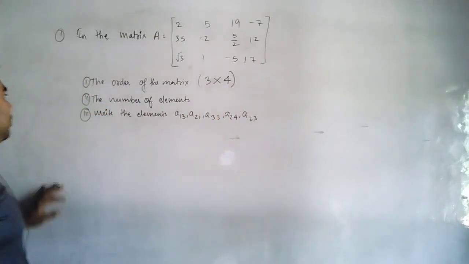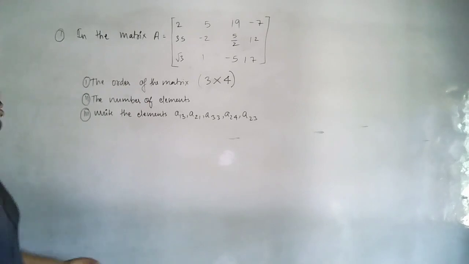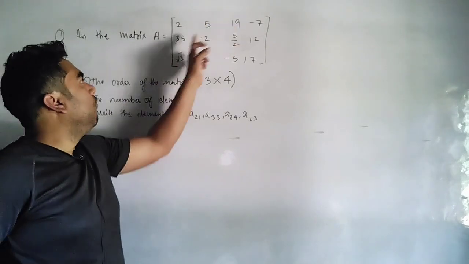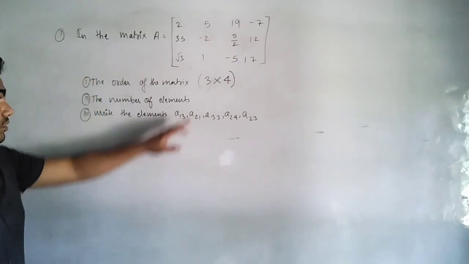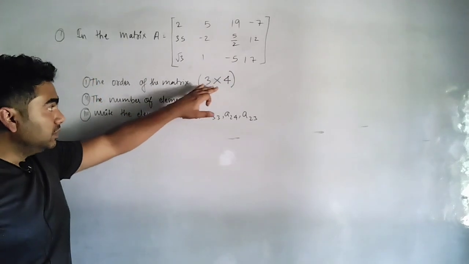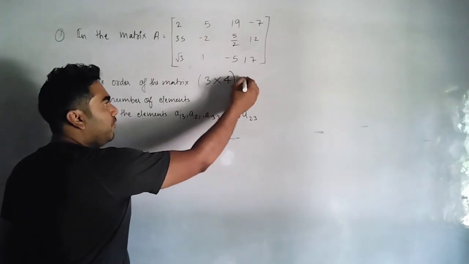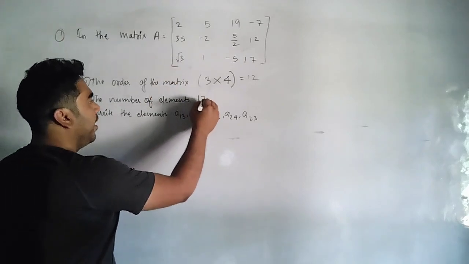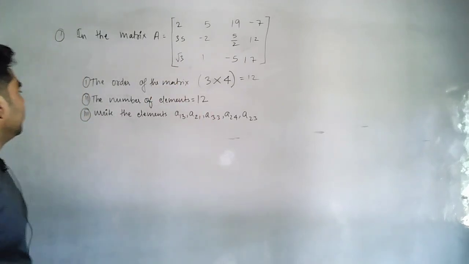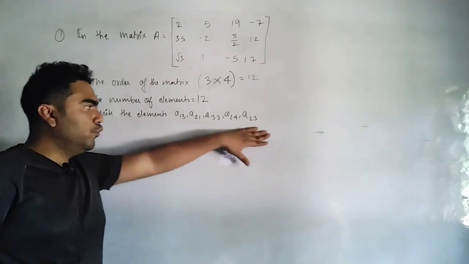Now coming to question number 2, the number of elements. Here you can count 1, 2, 3, 4, 5, 6, 7, 8, 9, 10, 11, 12, or just simplify this term 12. This will ultimately give you 12. That means the number of elements is 12. Now moving further, write the elements A13, A21, A33, A24, A23.